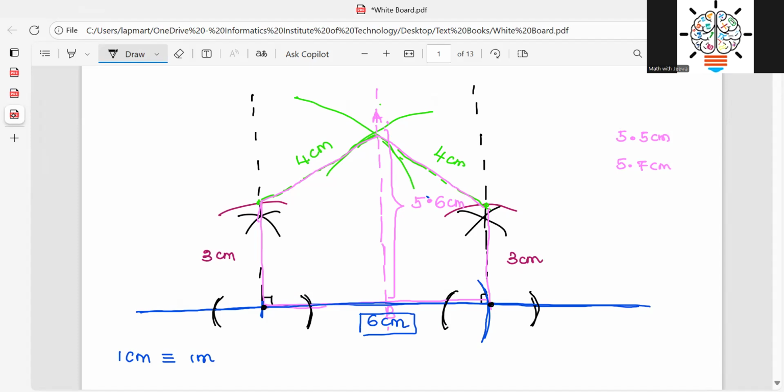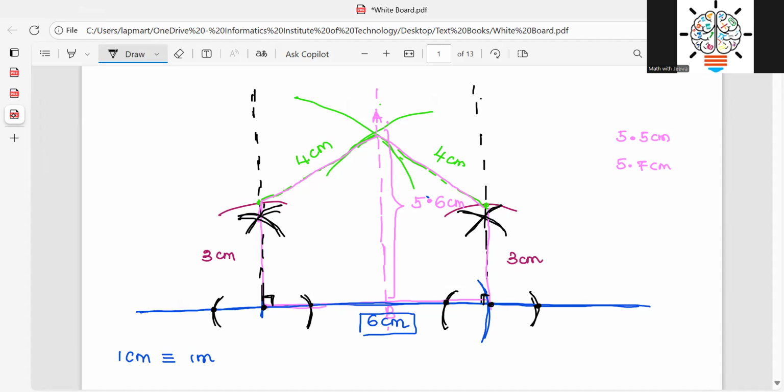Without changing my compass, I come to this point and draw this arc, come to this point and draw this arc, and come to this point and draw this one. Using the ruler, I draw the dotted line like this. Why did I do that? To construct the 90 degrees here.